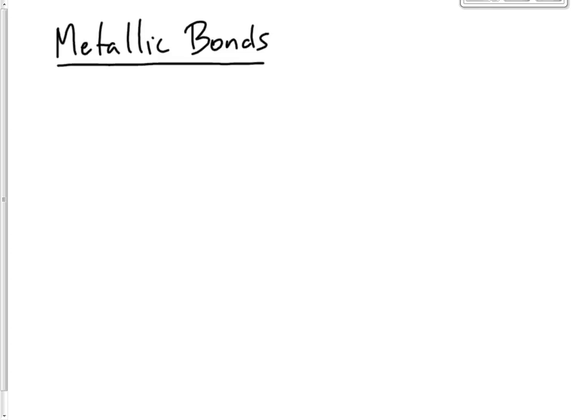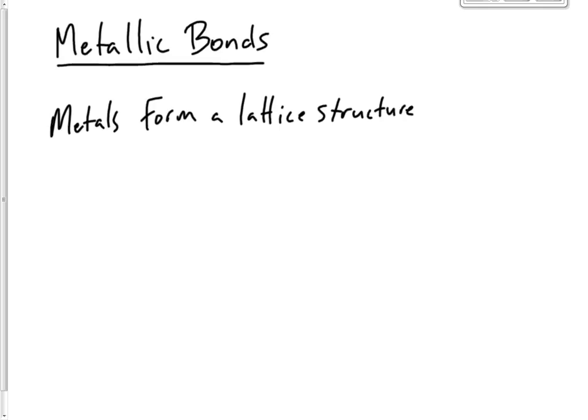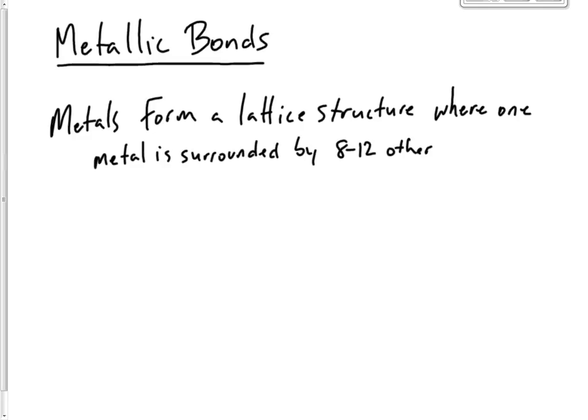All right, let's talk about metallic bonds. First, you need to know that metals form a lattice structure. So it's similar to ionic bonds, like we talked about earlier, where you've got one metal atom surrounded by 8 to 10 other metal atoms. Okay, and then they basically form this three-dimensional structure to where it's very strong.